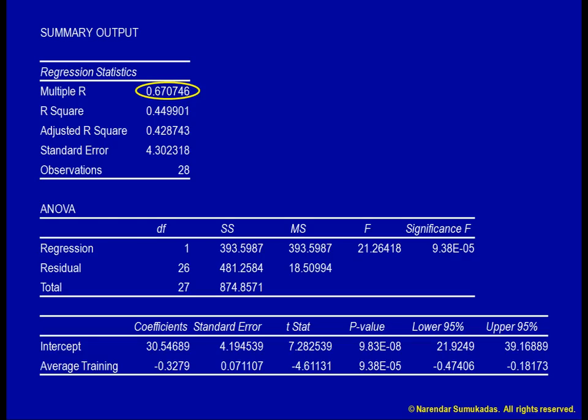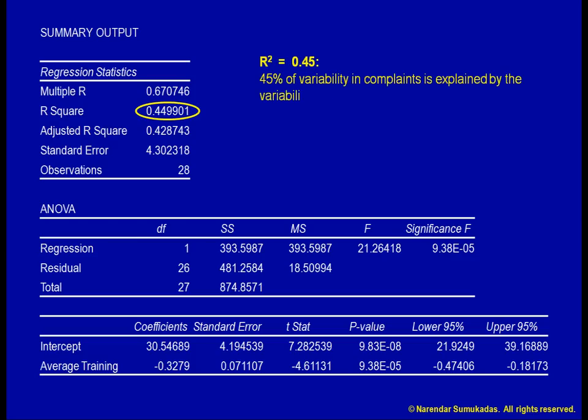A more meaningful number than the correlation coefficient R is the R squared, or the coefficient of determination. The R squared value of 0.45 indicates that 45% of the variability in complaints is explained by the variability in training. The remaining 55% is due to other factors not included in our analysis. No wonder the scatter points are spread out widely about the trend line.